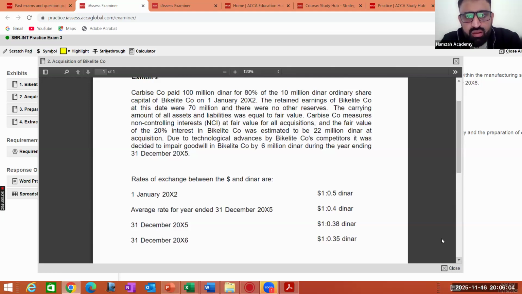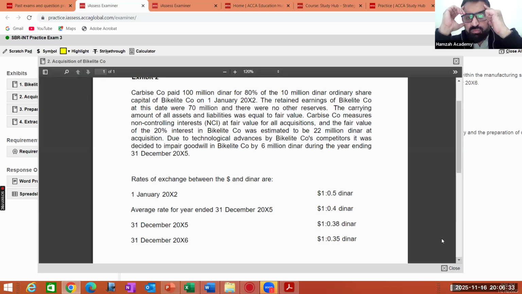Okay, so Carbis paid 100 million dinar for 80% of the 10 million ordinary shares on 1st January X2. On that date, retained earnings were 70. There were no other reserves. The carrying amount of all assets and liabilities were equal to the fair value. They measure the NCI at fair value, and the fair value of the NCI was 20 million dinar.